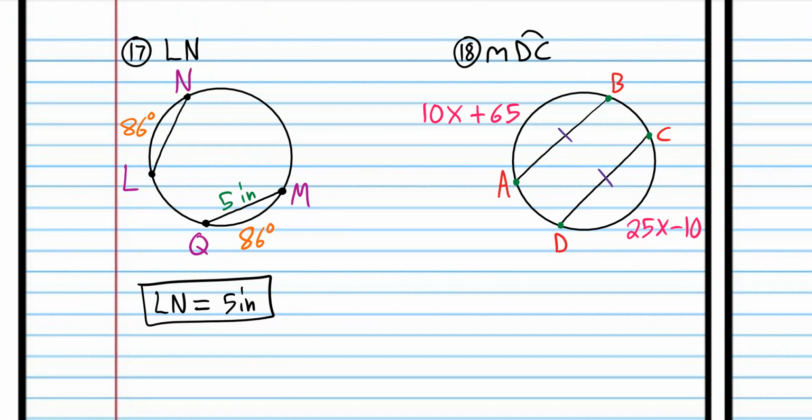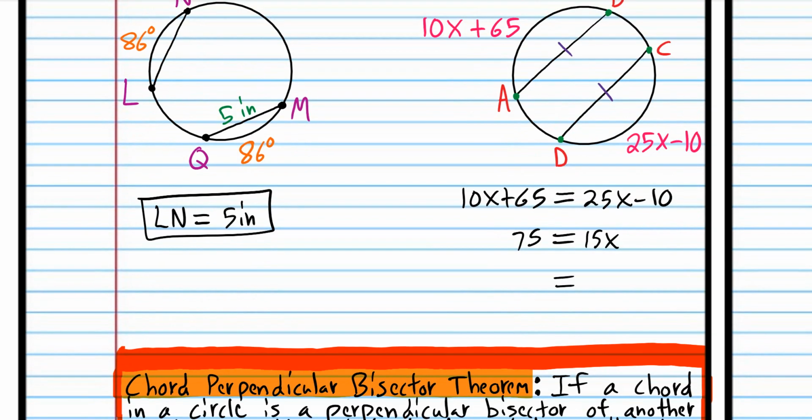All right, we're back. You see these chords, they have the same length because they have that purple tick mark. And so that means that the corresponding arcs must have the same measure. So that means 10x plus 65 is equal to 25x minus 10. And subtract 10x from both sides and add 10 to both sides. And then divide both sides by 15. And we get 5.